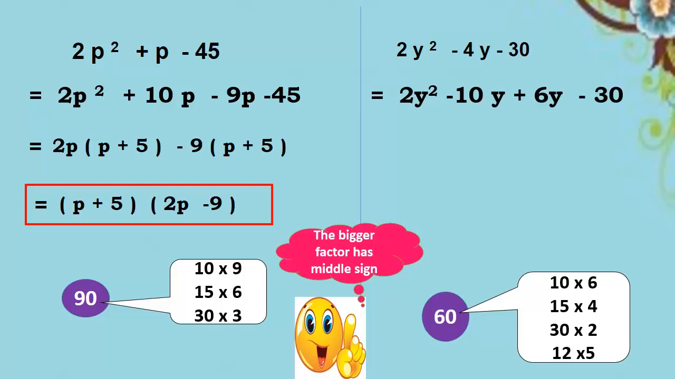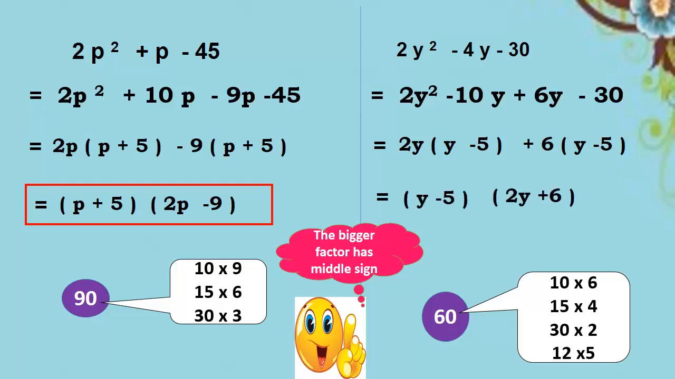Check all your signs. Take a pair. Now 2y is common. Same way 6 is common. Check whether y minus 5 is there in both the brackets. Take out the common factor y minus 5 and the remaining is 2y plus 6. So whenever the last term is minus, children, your answer will always have 1 plus and 1 minus factor, right?